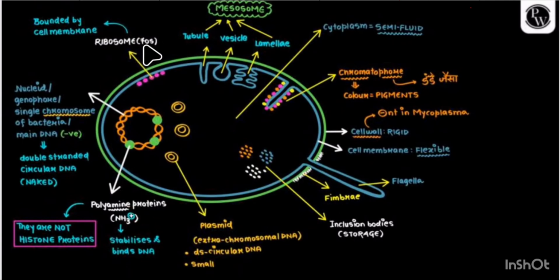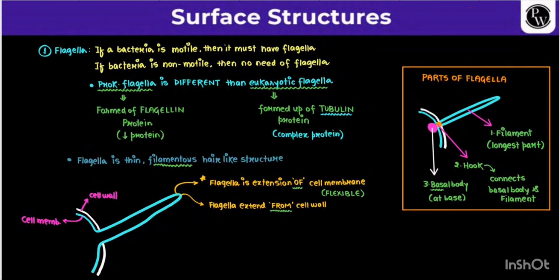Ribosomes are present, which are 70S here, and are not bound by a membrane. The nucleoid is also known as the genophore, which is the single chromosome of bacteria, the main DNA, which is negatively charged, double-stranded circular DNA, which is naked here. Okay, next, if we talk about the surface structure here, starting with the flagella, how will we identify this?